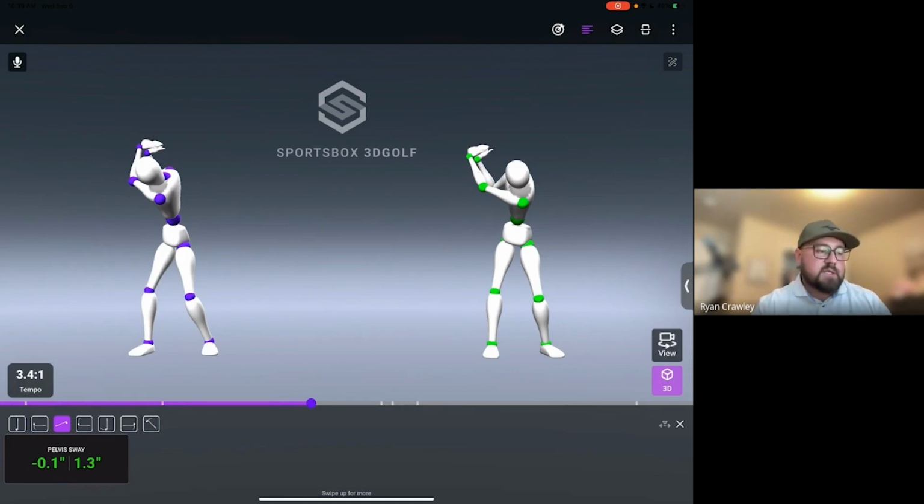At the top of the backswing for Dean, we can see he's at negative 0.1 inches, so he basically didn't move his pelvis at all away from the target. In the after, we can see that he's at 1.3 inches, so he's towards the target, a little bit closer. When we looked at that from a 2D lens, we couldn't see it. There are going to be plenty of teaching examples like that, and I'm just going to share a few.